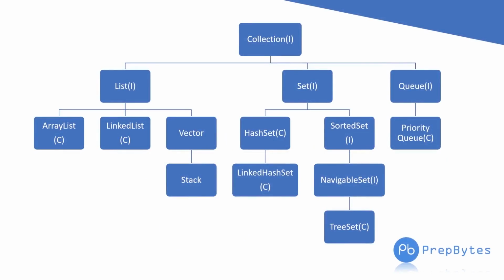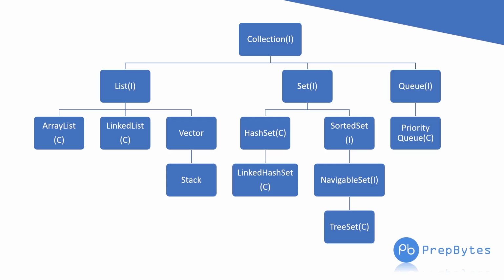As you can see on the screen, we have completed our collection interface. Okay, this was a long process. We completed the collection interface and the child interfaces of collection interface, that is list, set and queue. In the list we completed the ArrayList class, the LinkedList class, Vector and Stack. Here Vector and Stack are legacy classes.